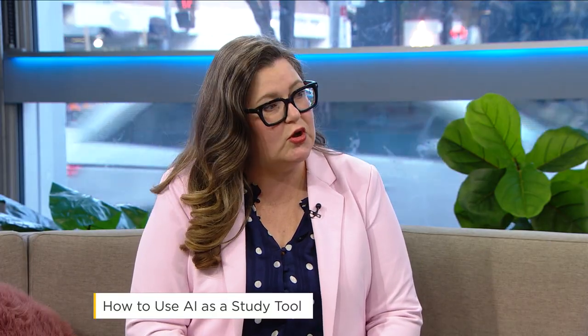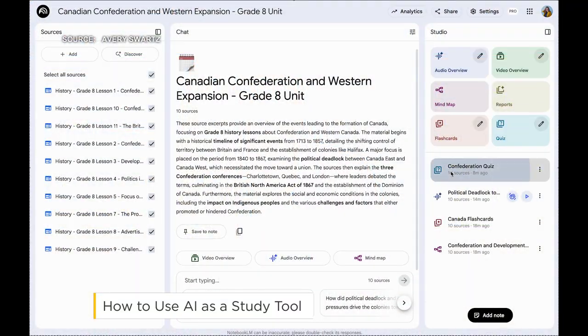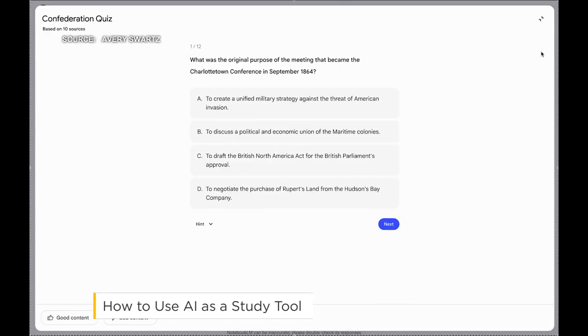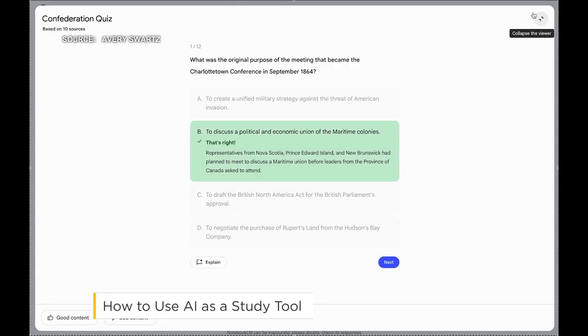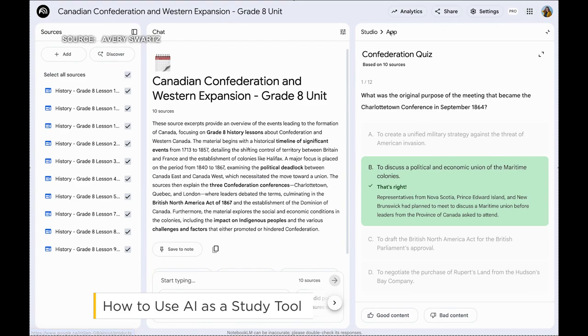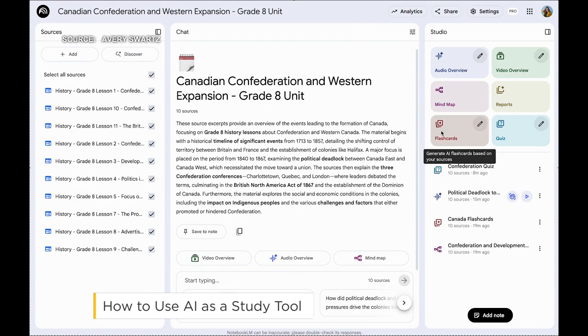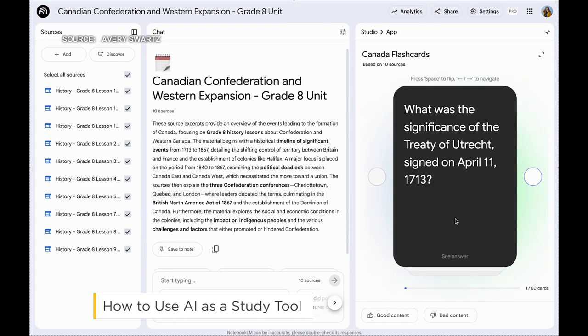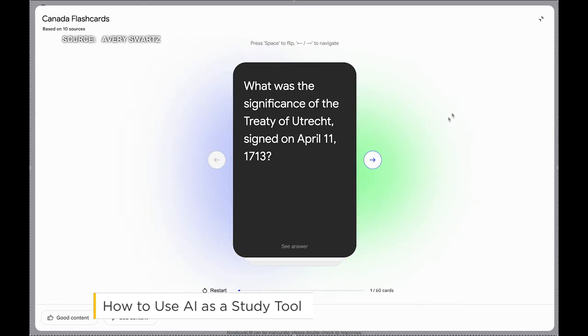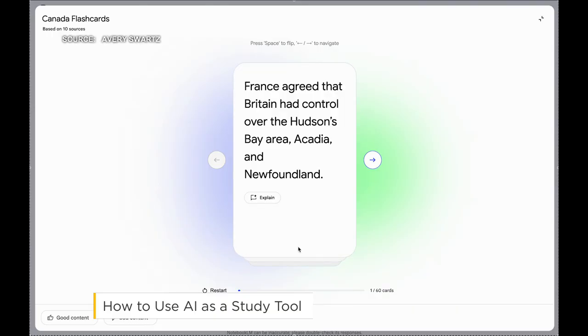Notebook LM is made by Google. There's both free and paid plans for Notebook LM. My favorite part about Notebook LM is you load in your own study notes. So it's pulling from your notes, your curriculum, photos, PDFs. Then it will generate, right there you saw that was a quiz. This is literally the grade 8 unit of Canadian history. It will also generate flashcards for you from the material.